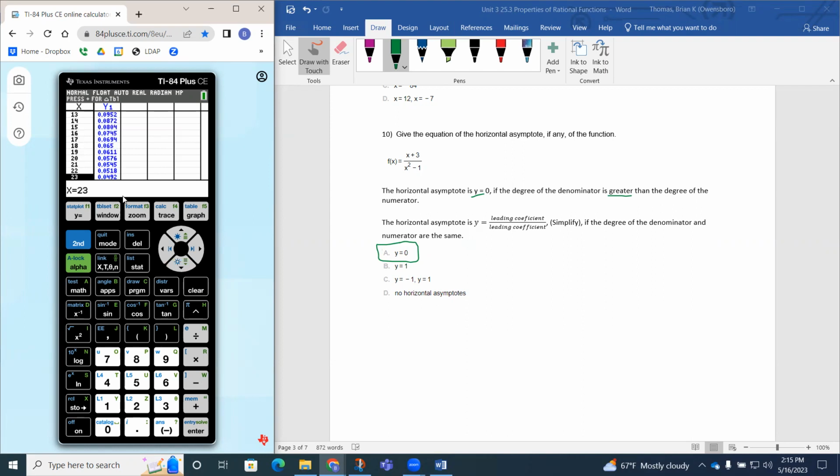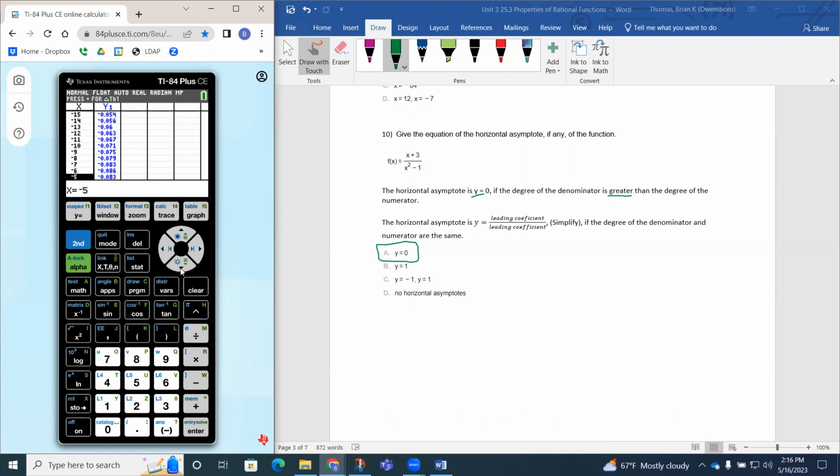I'm right at 22 already. Notice how it's really getting really, really close to 0, and it just keeps getting closer to 0. If I go the other direction as well, towards negative infinity, notice that the y values again are getting really, really close to 0. So we're picking up on that as well.